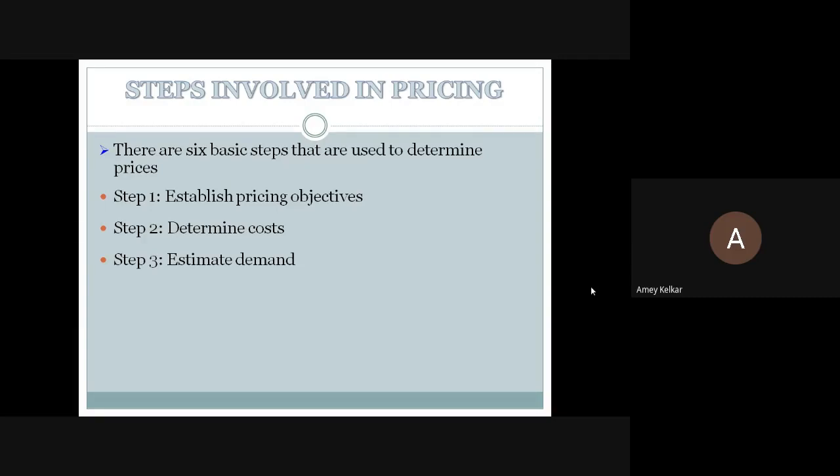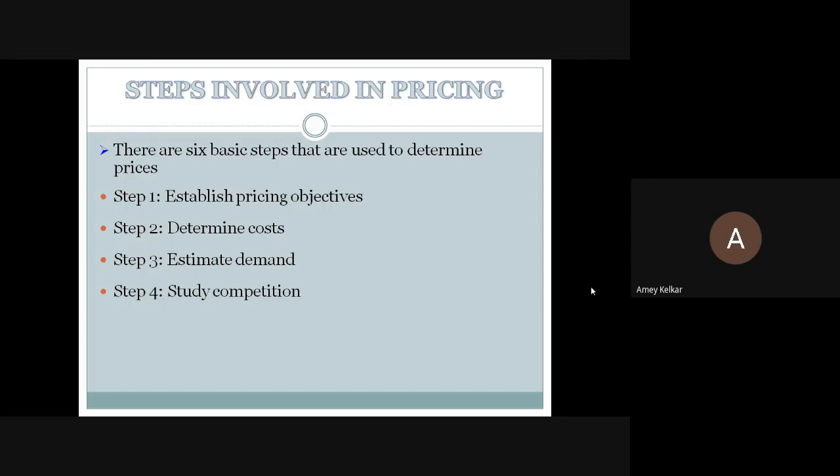Now, sometimes if you have an objective of profit orientation only, then if the demand is high and supplies are low, you can automatically increase the price. As the demand decreases, you can lower the price proportionally.